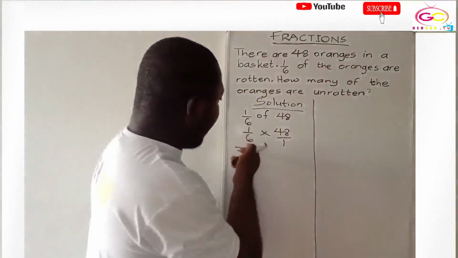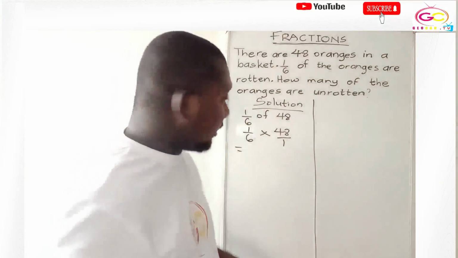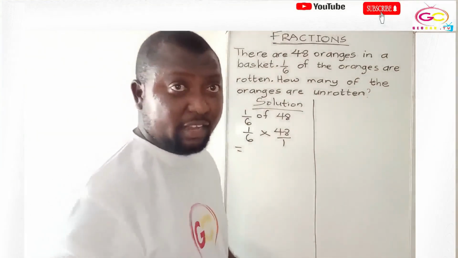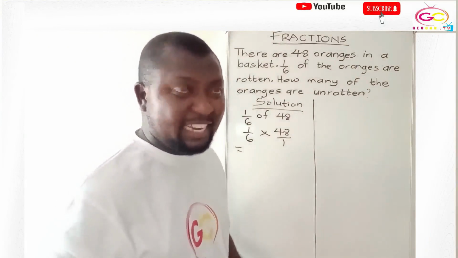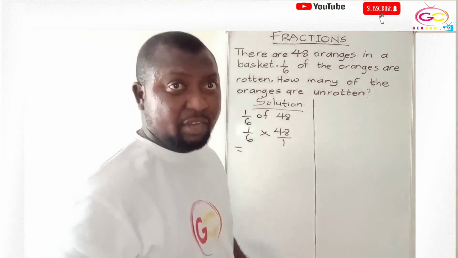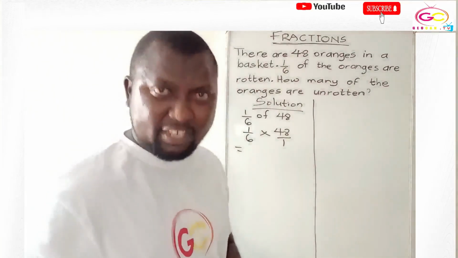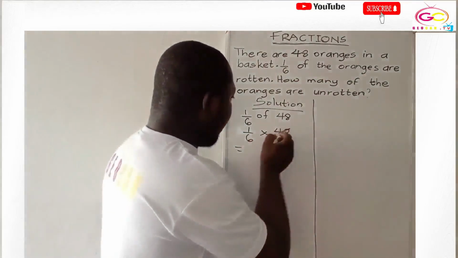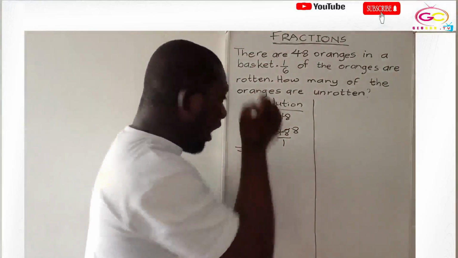So vertically, you can't cancel here. But diagonally, 6 can go into 48, right? 6 ones are 6. 6 twos are 12. 6 threes are 18. 6 fours are 24. 6 fives are 30. 6 sixes are 36. 6 sevens are 42. 6 eights are what? 48! Exactly! So 6 will go into 48 8 times, and 6 will go into itself once, right?